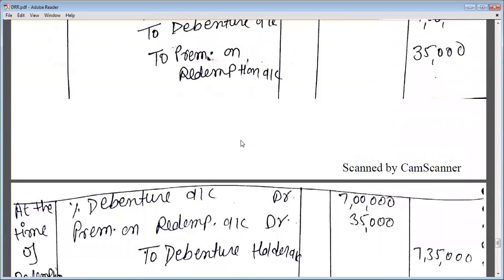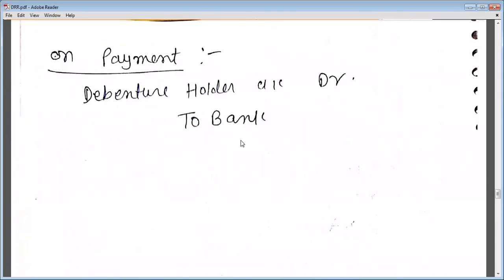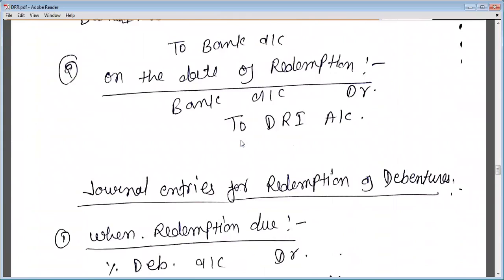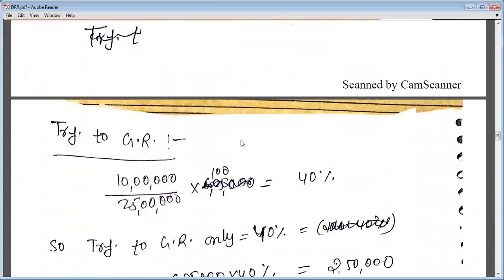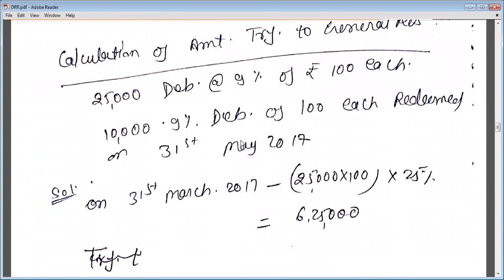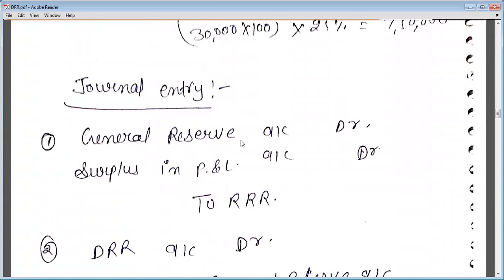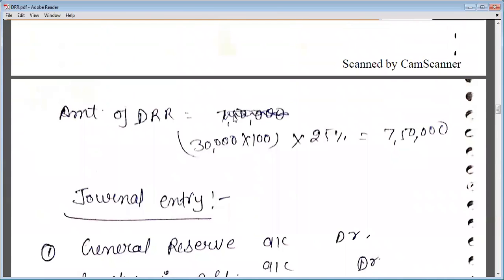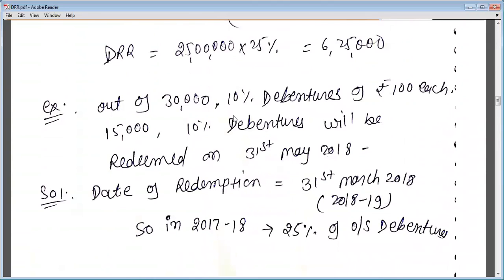So this is all about issue of debenture and redemption of debenture. The main topic in this chapter is DRR and DR, right? So you have to pay attention to all the provisions of DRR and DR. So that's it for today's lecture. In the next lecture, we are going to discuss some more topics of the second unit.